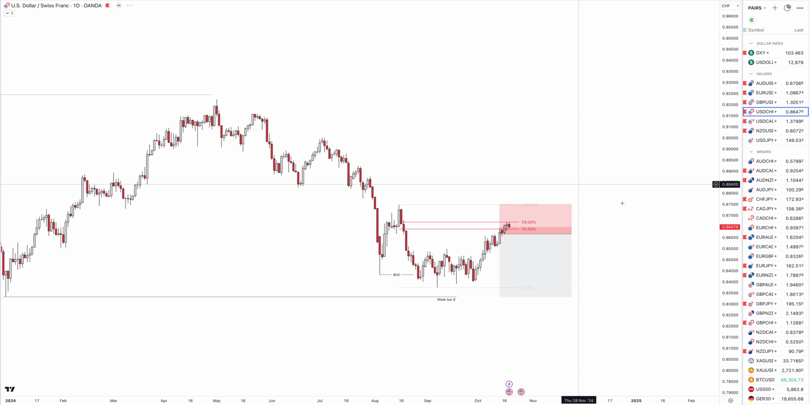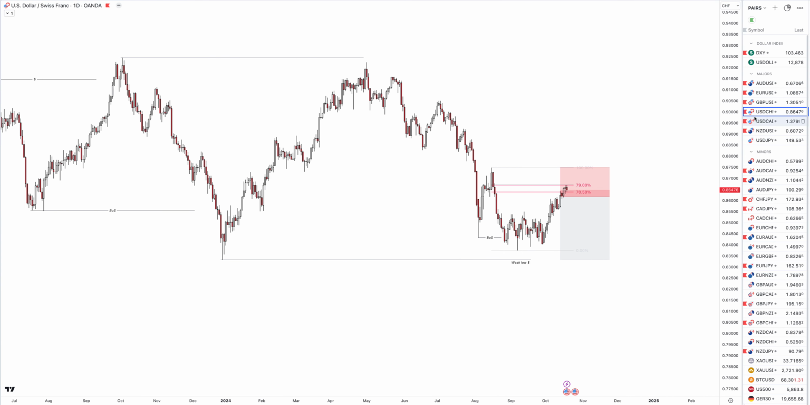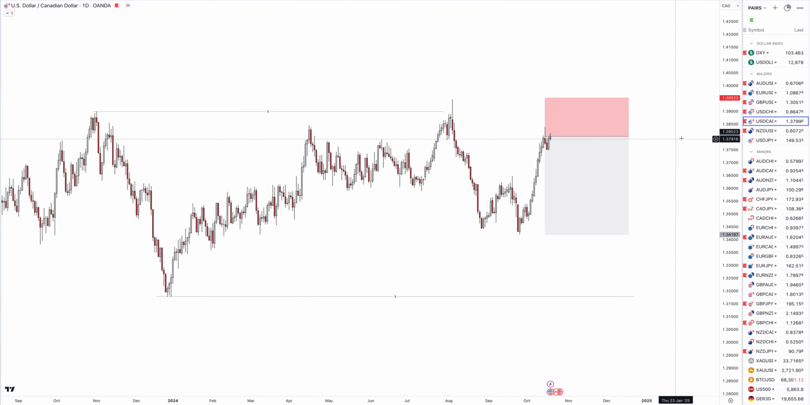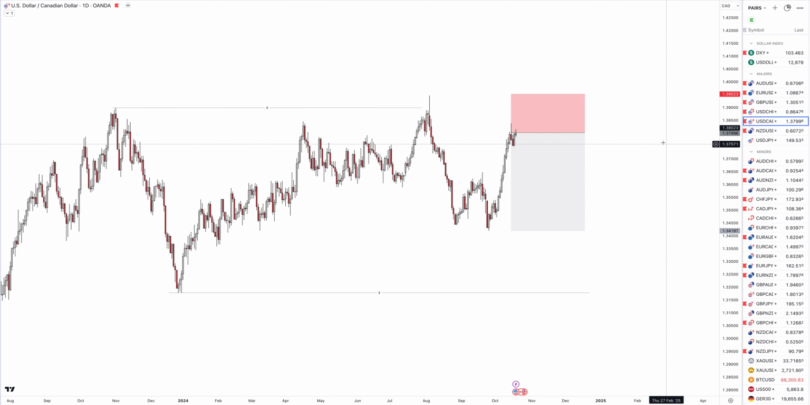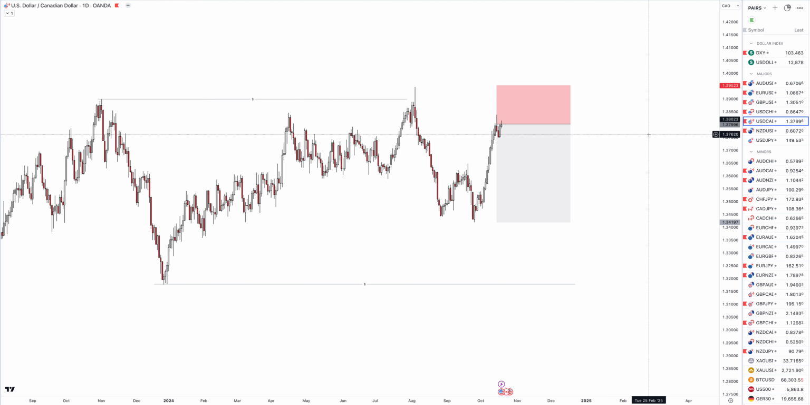USD Swissy, I am looking for shorts on this. USD CAD, I am looking for shorts on this as well. So USD Swissy and USD CAD, I've been speaking about for the last couple of weeks. I don't want to go through it again because honestly, it'll be so repetitive. But yeah, shorts on them.